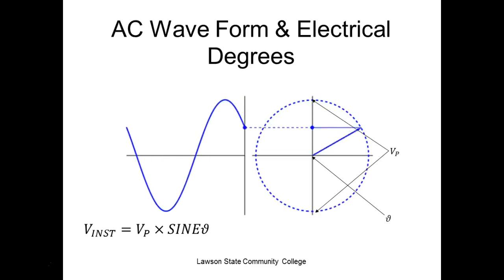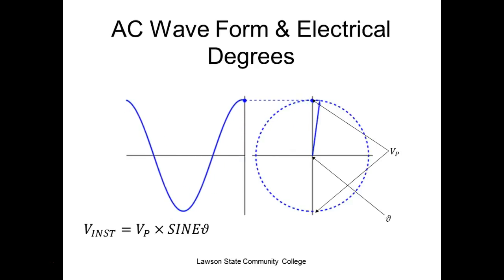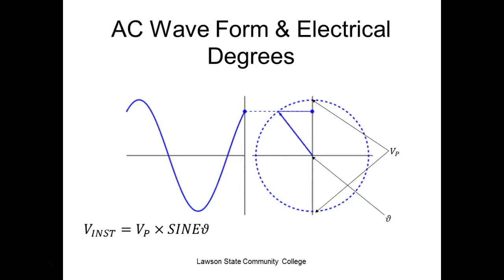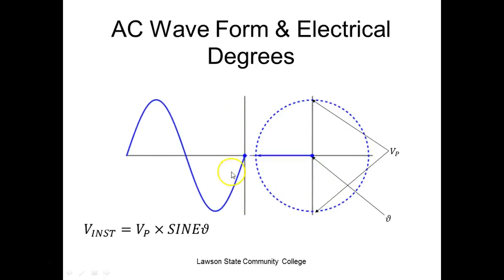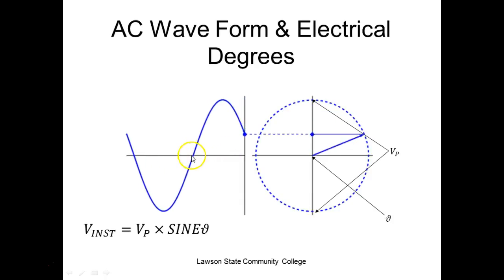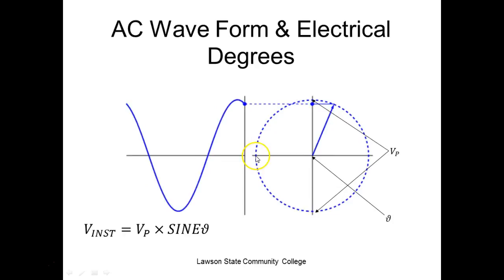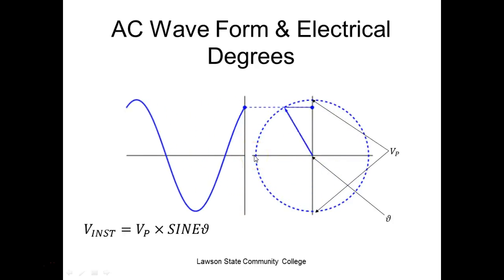This is the way AC is generated. It's generated on a circle. Pretty neat. So basically, here's the sine wave being generated. This crosses zero, this crosses zero, and this crosses zero. Well, notice when it crosses zero the second time, it's always right there.